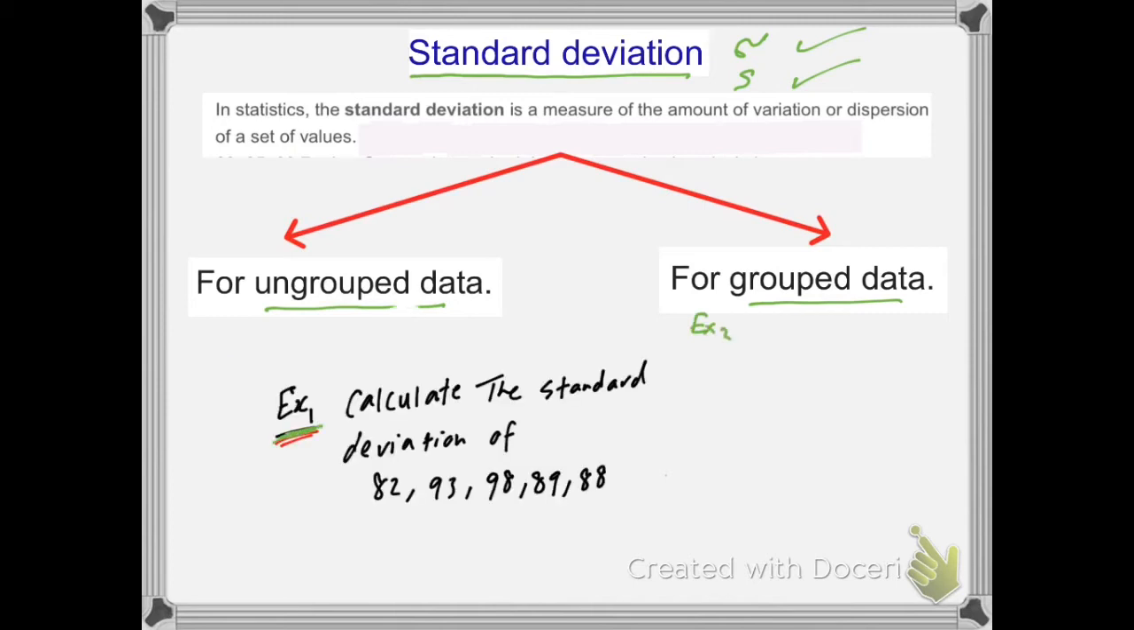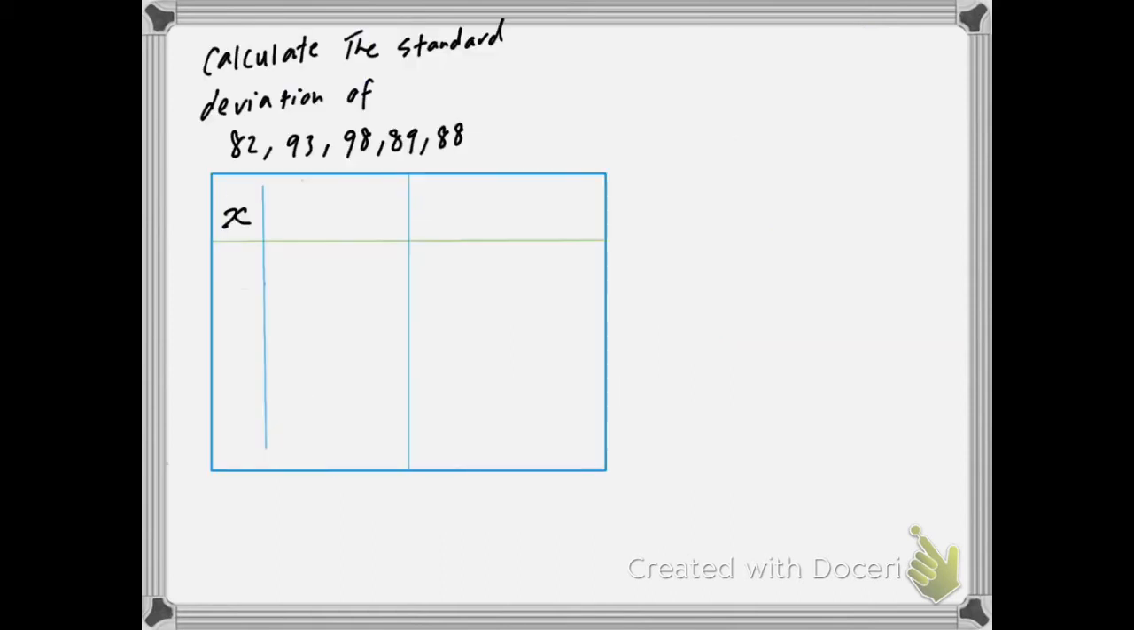In example 1, I'll try to calculate the standard deviation of those ungrouped data. To compute the standard deviation, try to insert the data inside the table. Then I have here 82 and 93 and 98 and 89 and then 88. Try to add all of them together. The total of them will be 450.